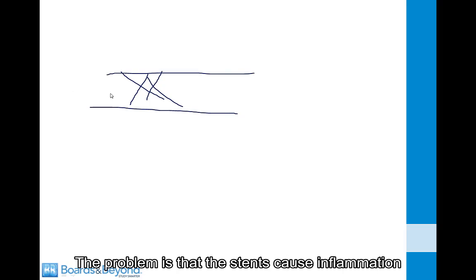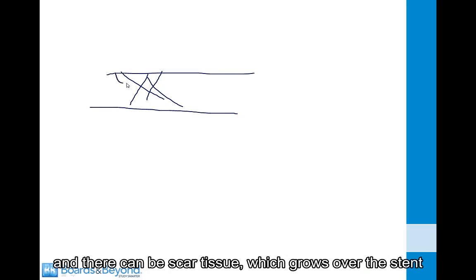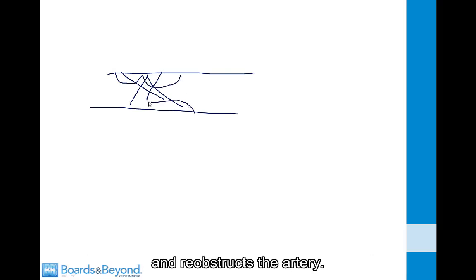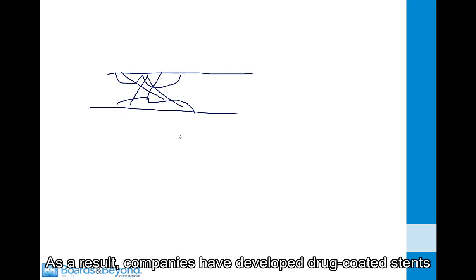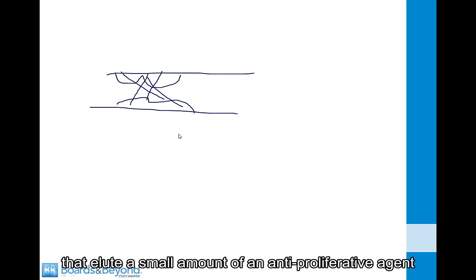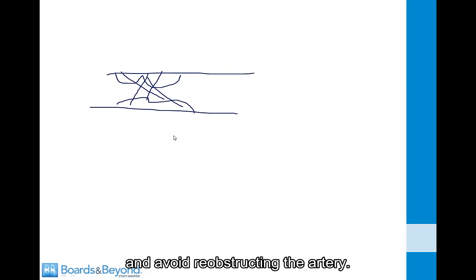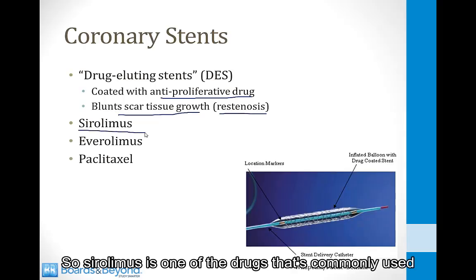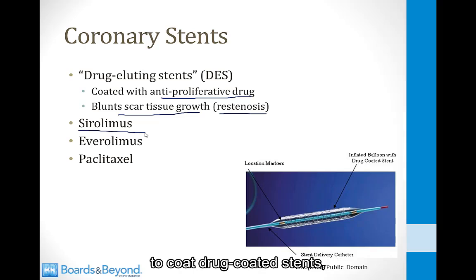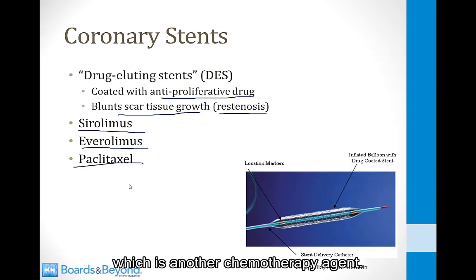The problem is that the stents cause inflammation, and there can be scar tissue which grows over the stent and reobstructs the artery. As a result, companies have developed drug-coated stents that elute a small amount of an anti-proliferative agent to try and blunt this scar tissue overgrowth and avoid reobstructing the artery. So sirolimus is one of the drugs that's commonly used to coat drug-coated stents. Also a related compound called everolimus, and sometimes paclitaxel is used, which is another chemotherapy agent.